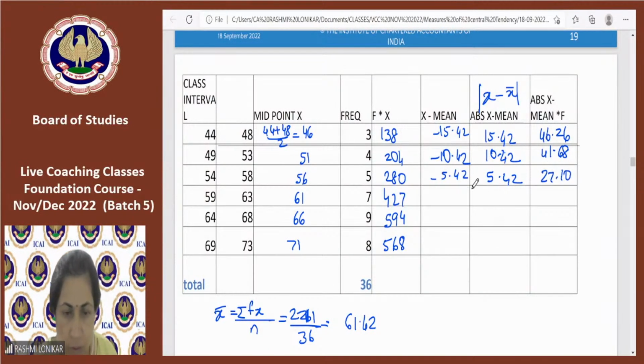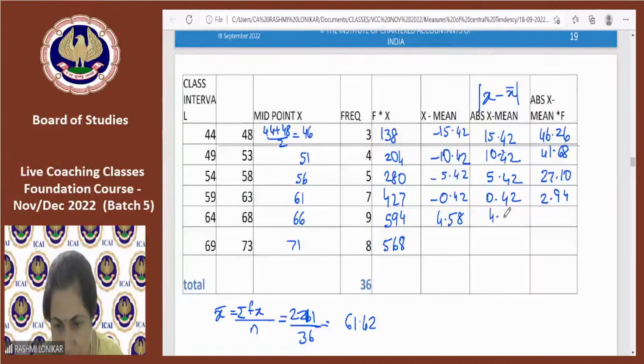27.10. This will become 61 minus 61.42, so this will be minus 0.42, which will become plus 0.42 into 7, 2.94. Then this will be 66 minus 61.42, 4.58. This is plus 4.58. It will become plus 4.58 into 9.